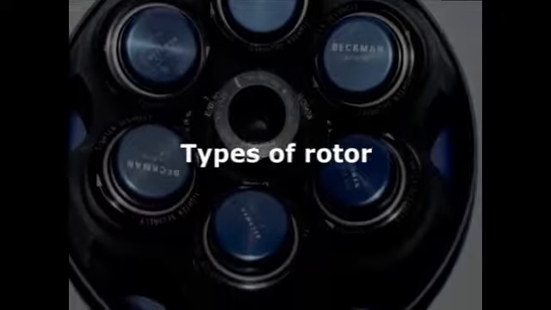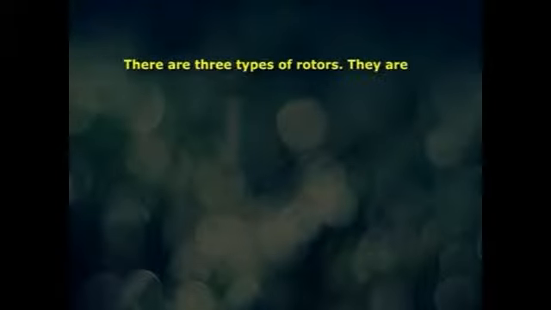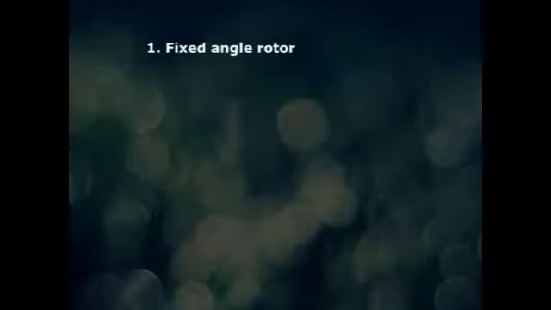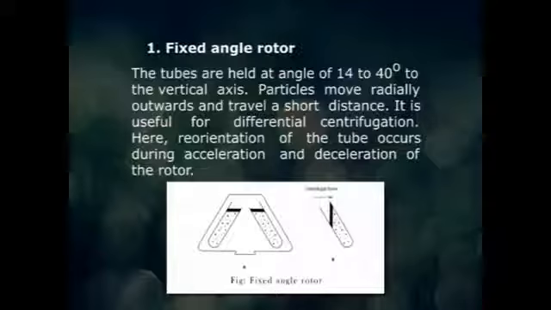Coming to the types of rotor, there are three types of rotor. They are fixed angle rotors, vertical tube rotors, and swinging bucket rotors. In the fixed angle rotors, the tubes are held at an angle of 14 to 40 degrees to the vertical axis. Particles move radially outwards and travel a short distance. It is useful for differential centrifugation. Here, reorientation of the tube occurs during acceleration and deceleration of the rotors.